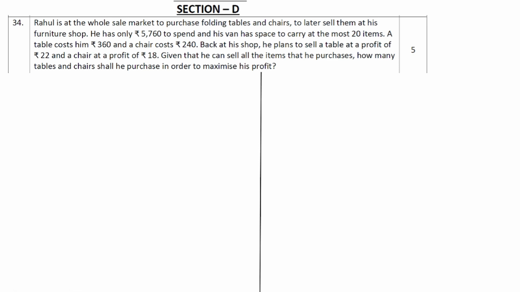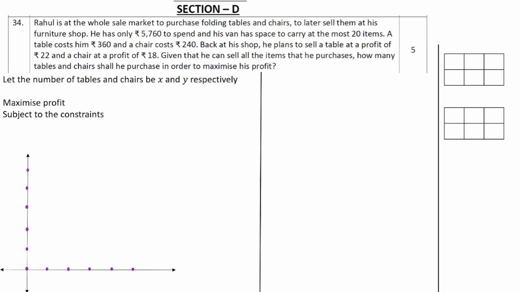First, let us write the mathematical formulation of this linear programming problem. So let the number of tables and chairs be x and y respectively. Here this is a profit maximization problem. So the objective function is to maximize profit Z is equal to, here it is given, he plans to sell a table at a profit of rupees 22. So he will be able to sell these x tables at a profit of 22x.